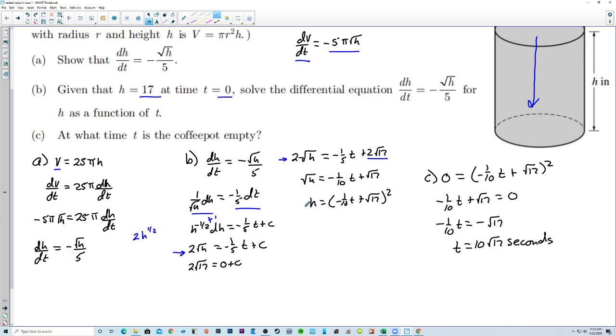At what time t is the coffee pot empty? Well, we know the coffee pot is empty when the height is 0. So we put 0 in for h. Square root both sides, or really we just need this to be 0. Minus square root of 17. Multiply by negative 10, and it's 10 square root of 17 seconds.